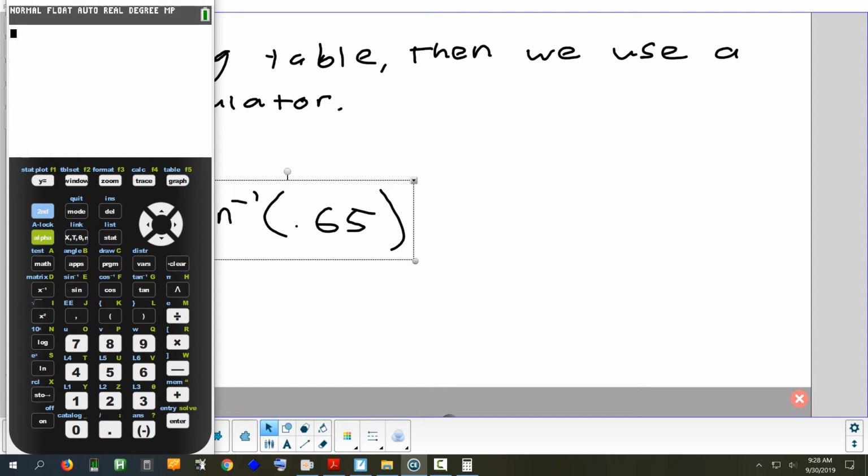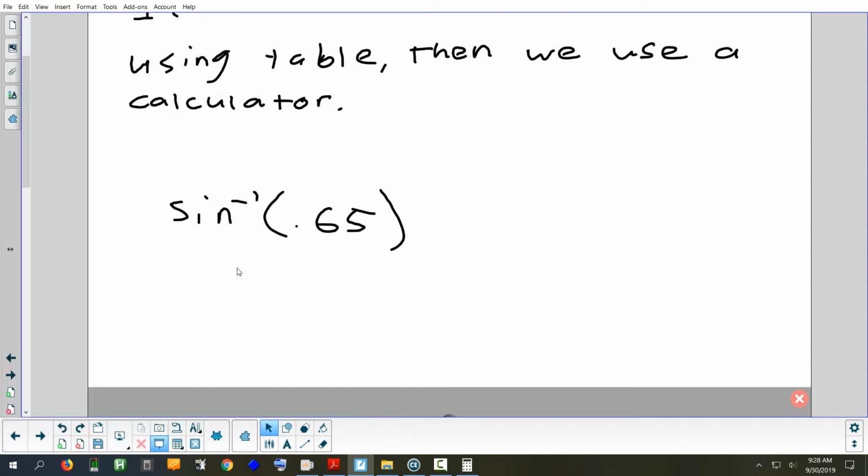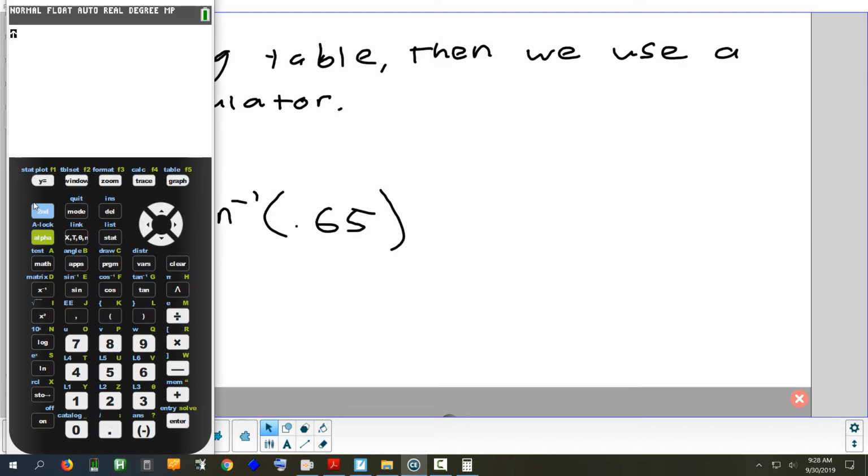So once I'm at my main screen on my calculator, to get to any function that has the -1, you're going to press second. That's it. You press second, and then sine. And now type in 0.65. Now, what did I say earlier? When you do inverse trig, you're solving for what is that number? It's an angle, right? Look at my calculator.